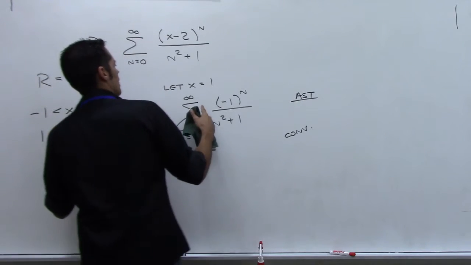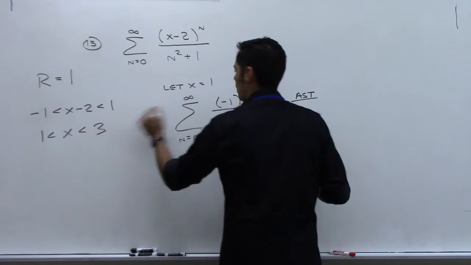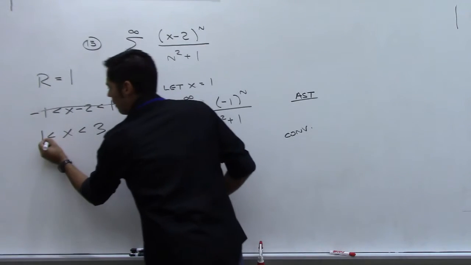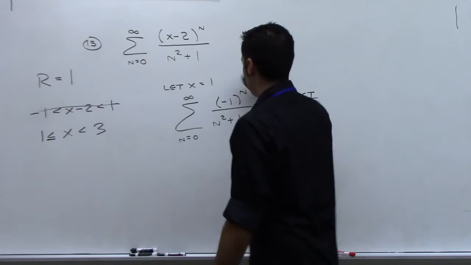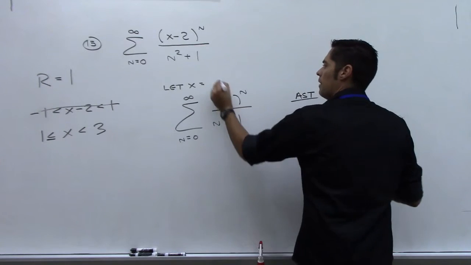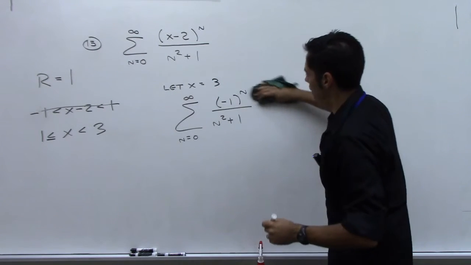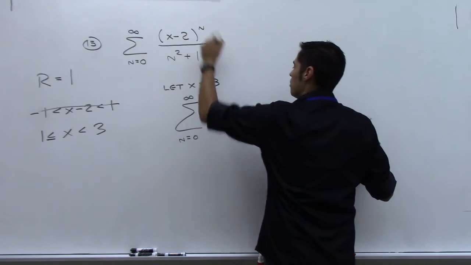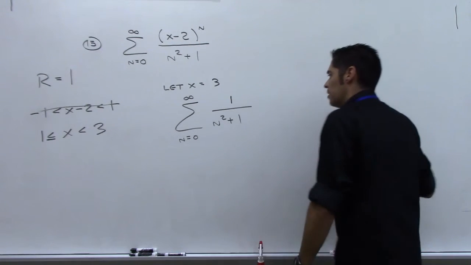All right, that means I do want to include negative 1. What did I do? x was negative. No, x was 1. Sorry, I was looking at this. x was 1. So I do want to include that. Now let's let x be 3. If x is 3, then that changes things. If x is 3, this is 3 minus 2 is 1, so now no more alternating series.